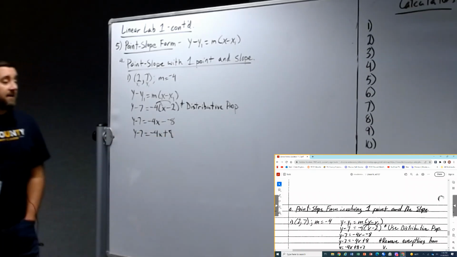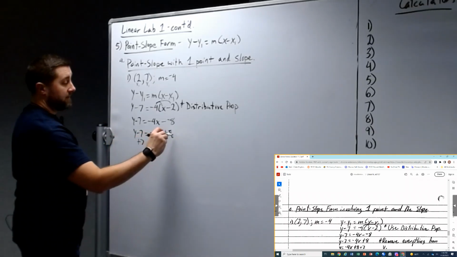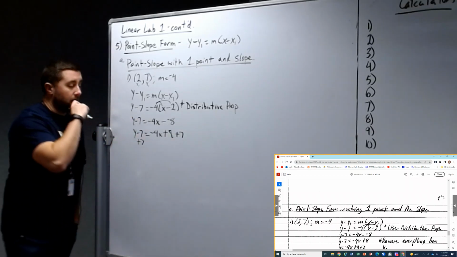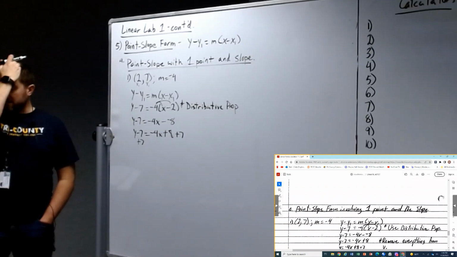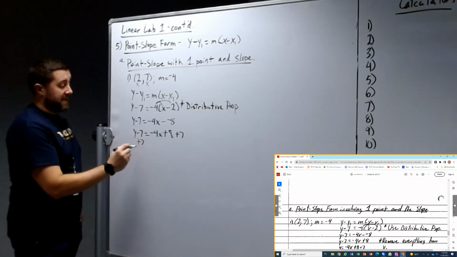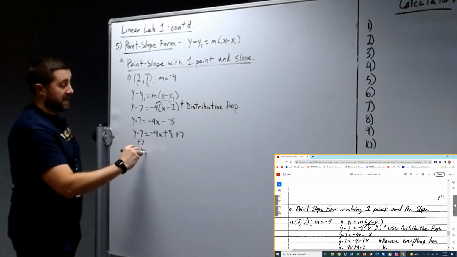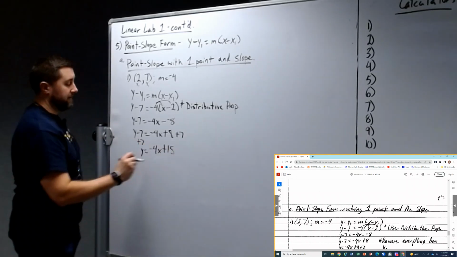To finish this off, the last thing that you always do on these is take care of the stuff that's happening to the y by zeroing it out. So if it says minus 7, you add 7. So y equals negative 4x plus 15.